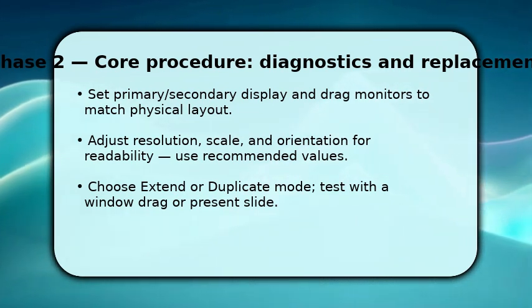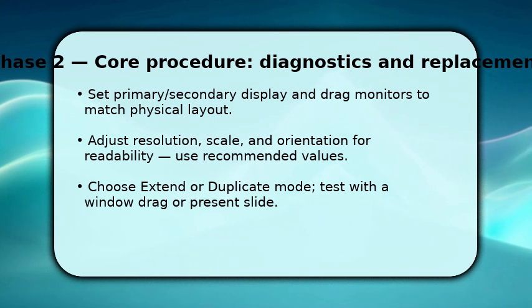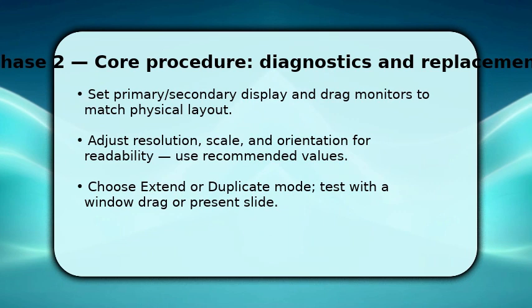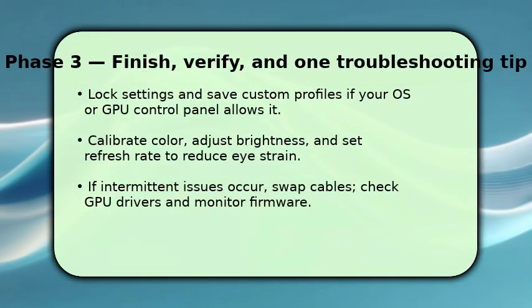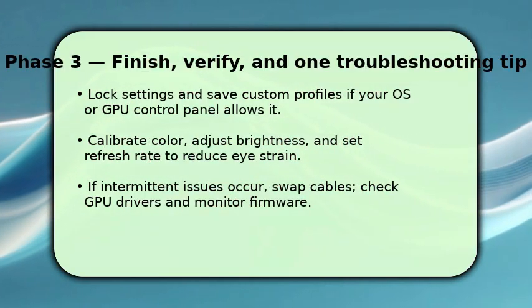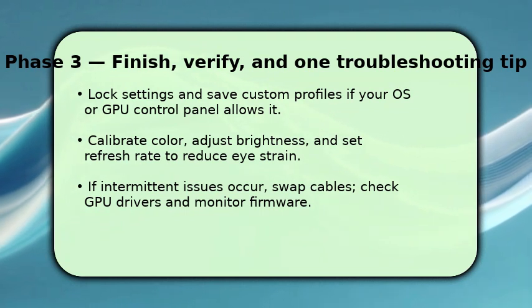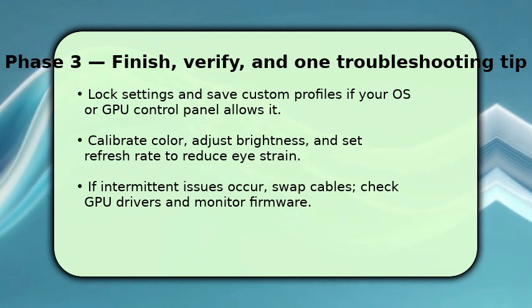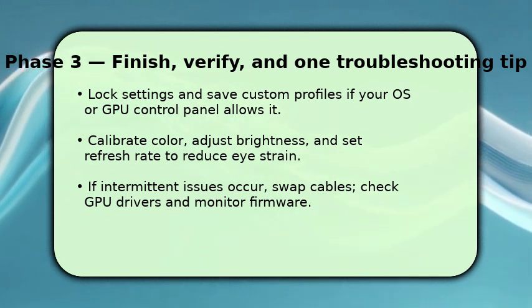If text or UI elements look off, switch orientation or tweak scale until everything looks balanced and comfortable for long use. You finalize by saving the layout and, if available, creating a display profile in the GPU control panel to recall settings quickly. Then fine-tune brightness, color, and refresh rate to reduce eye strain and keep motion smooth.